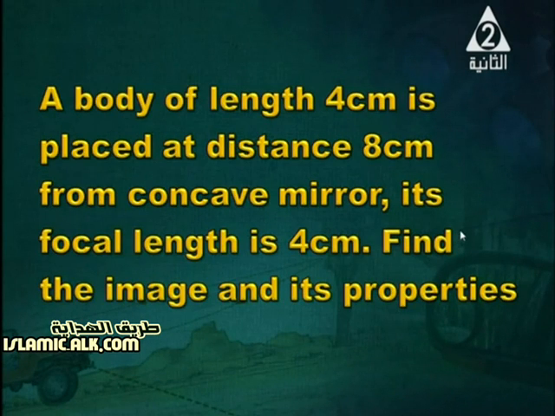Another problem: a body of length 4 cm is placed at a distance of 8 cm from a concave mirror. Its focal length is 4 cm. The concave mirror has a focal length of 4 cm, so its radius is 8 cm. It means that the body is placed at the center of curvature of the mirror.